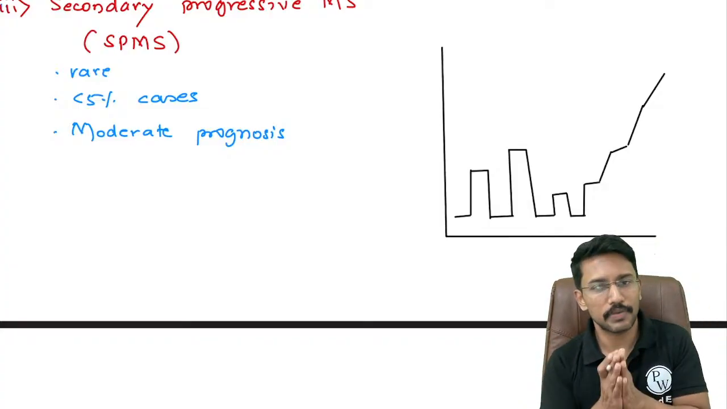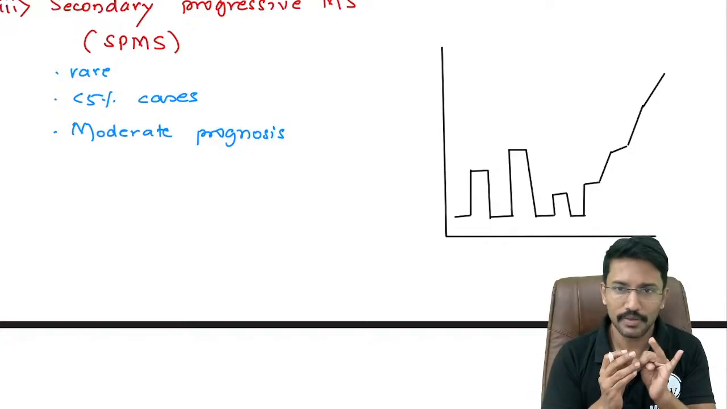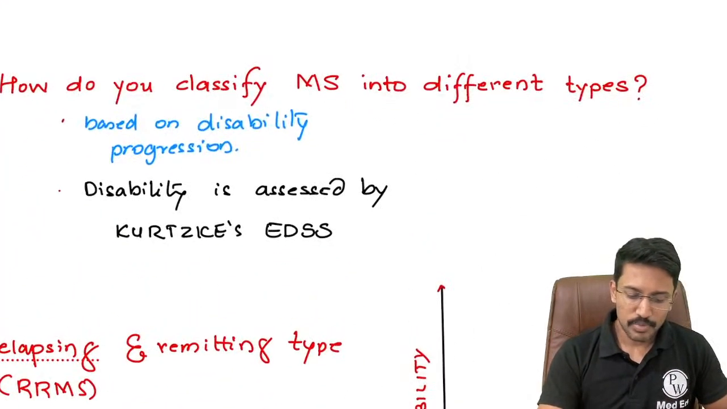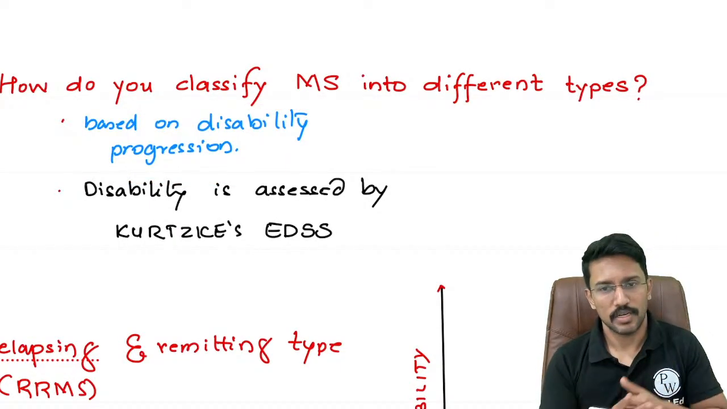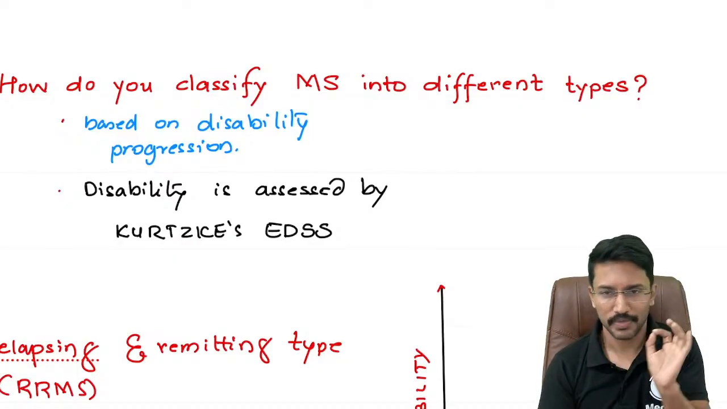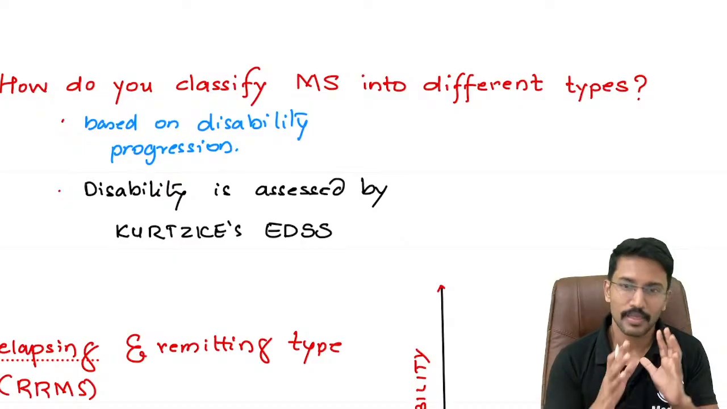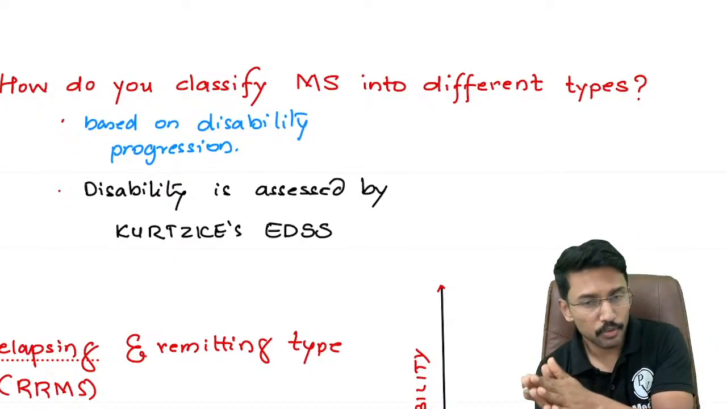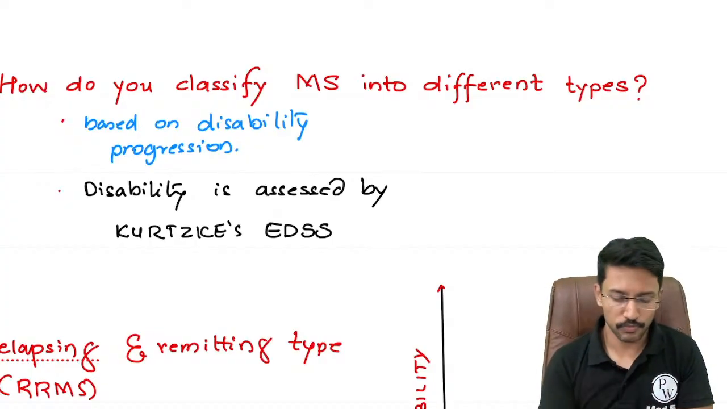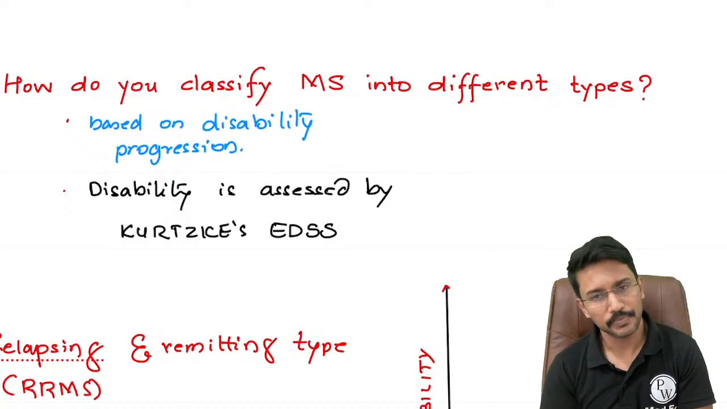Right? So this is how we classify multiple sclerosis into relapsing and remitting, primary progressive, and secondary progressive. What is the basis for this classification? The disease behavior with respect to the progression of disability. If disability goes on increasing right from the first episode of demyelination, it is primary progressive. If disability increases but then returns to normal, then it is relapsing and remitting. Initially relapsing and remitting, later primary progressive kind of behavior, we will call it secondary progressive. And the scale used for assessing the disability here is Kurtzke's Expanded Disability Status Scale.